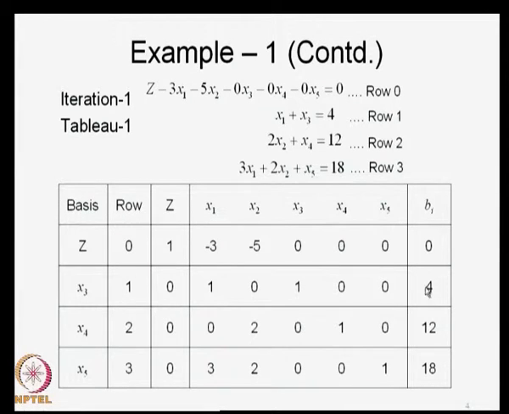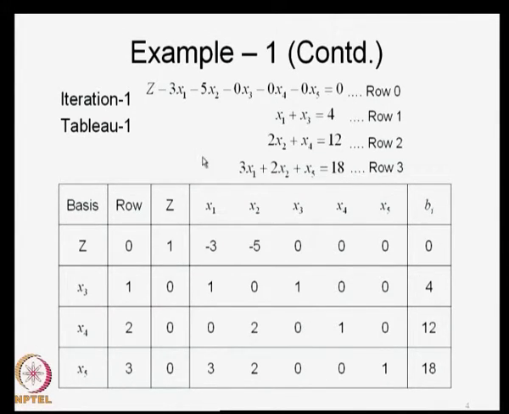Why will x3 be equal to 4? You look at this, we have set x1 equal to 0, therefore, x3 will be equal to 4. We have set x1 equal to 0, x2 equal to 0, therefore, x4 is equal to 12 and so on. So, this is how you read the solutions in any of the tableau. From the basis you pick up the variable and from the right hand side you pick up the associated value.